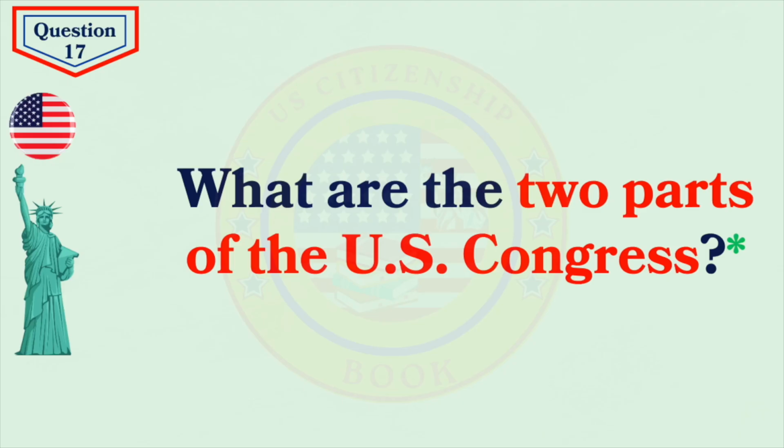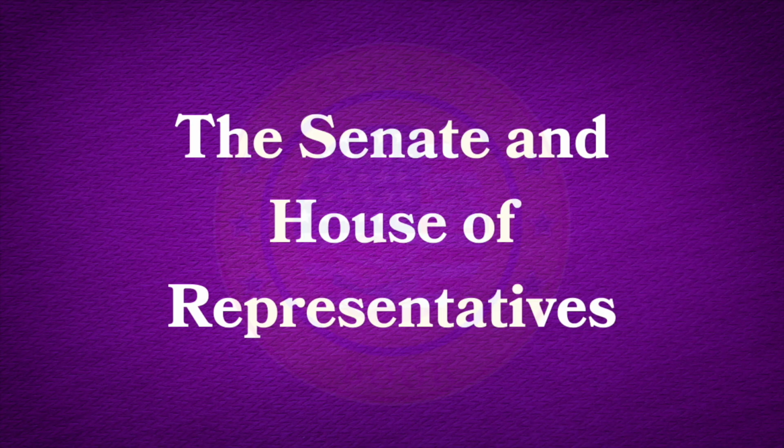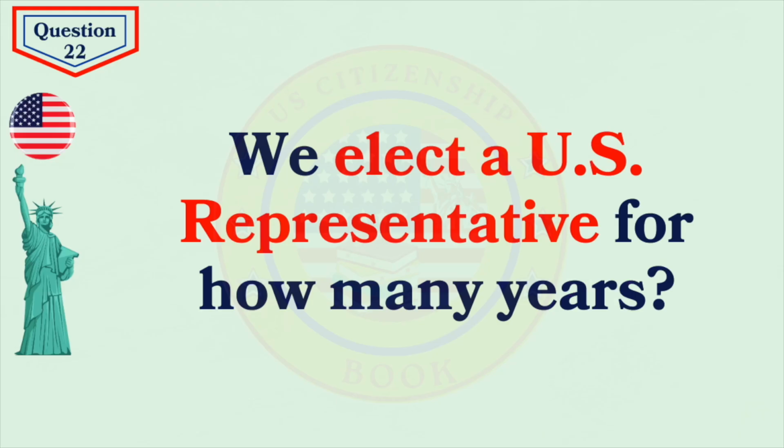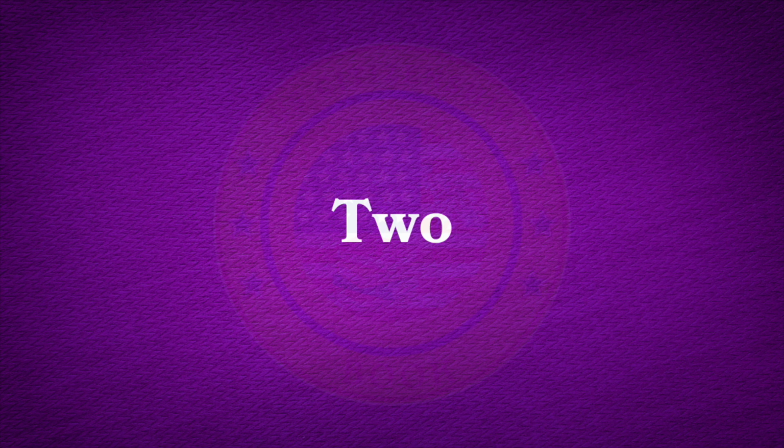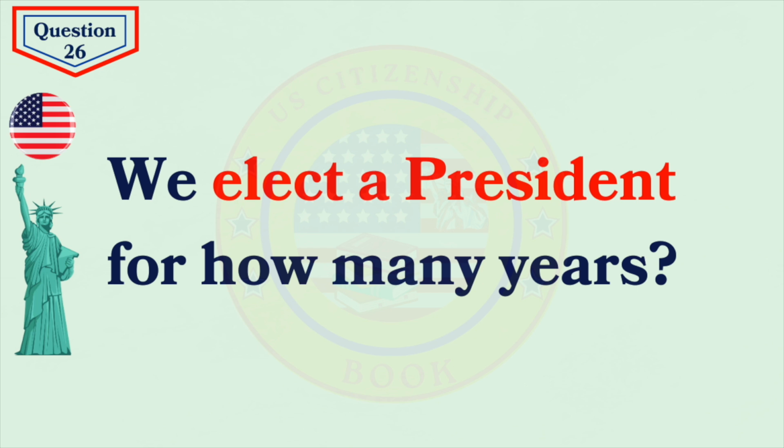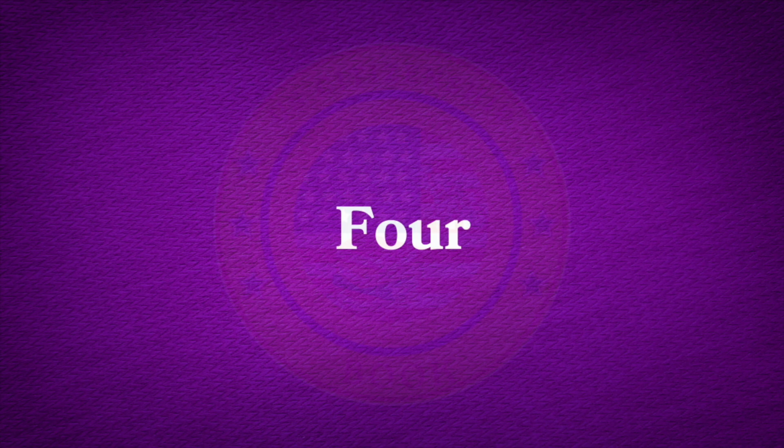What are the two parts of the U.S. Congress? The Senate and House of Representatives. We elect a U.S. representative for how many years? Two. We elect a president for how many years? Four.